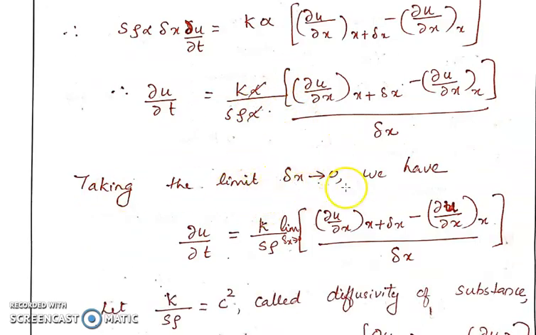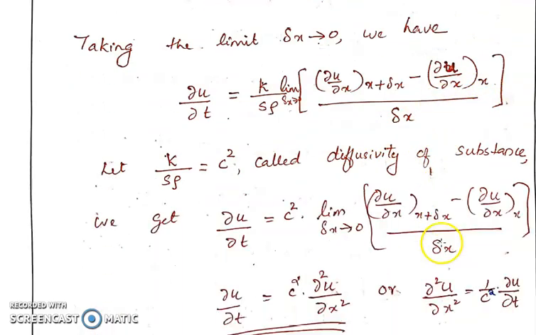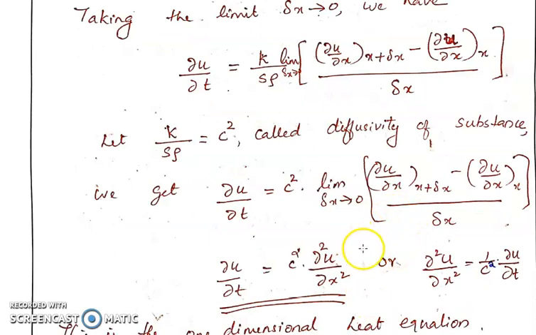Then we take the limit as delta x tends to 0. Then ∂u/∂t equals K by S rho, alpha gets cancelled, limit delta x tends to 0, [∂u/∂x at x plus delta x minus ∂u/∂x at x] divided by delta x. Then by the definition of partial derivative, this limit as delta x tends to 0 of [∂u/∂x at x plus delta x minus ∂u/∂x at x] divided by delta x is ∂²u/∂x².